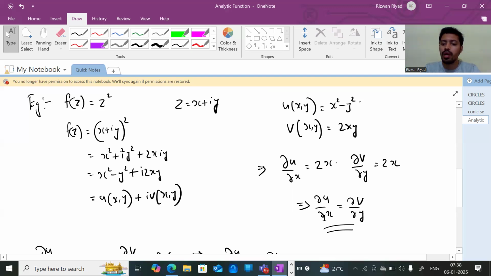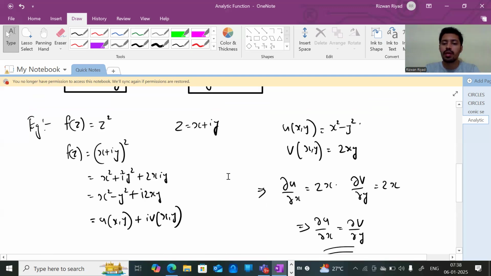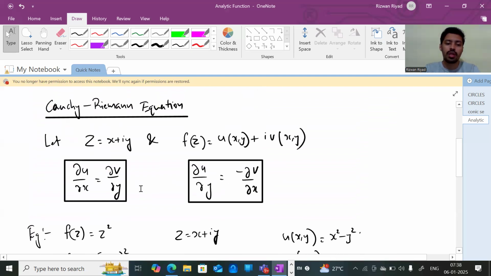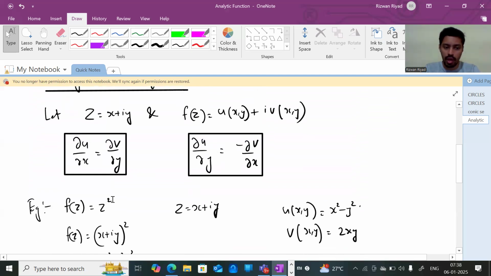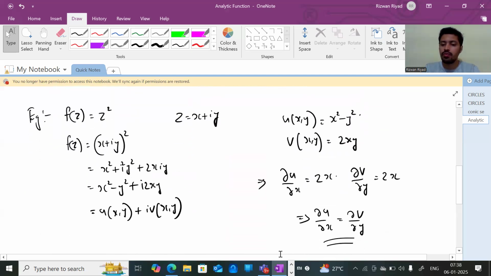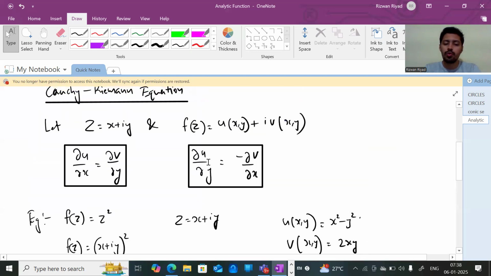That means ∂u/∂x and ∂v/∂y are equal. That means the first Cauchy-Riemann equation is satisfied here: ∂u/∂x = ∂v/∂y. Now, to conclude that this is analytic, we need the second Cauchy-Riemann equation also. That means ∂u/∂y should be equal to −∂v/∂x.